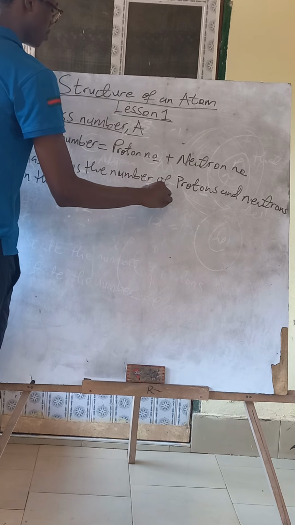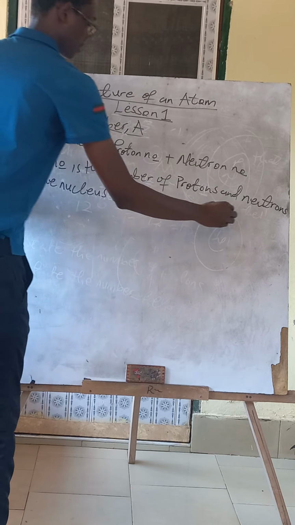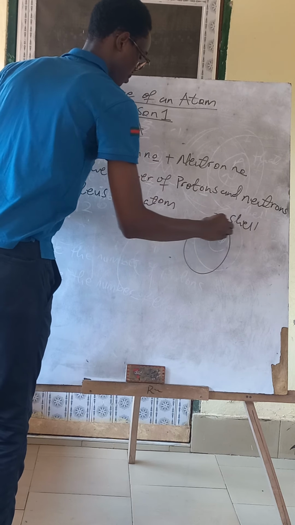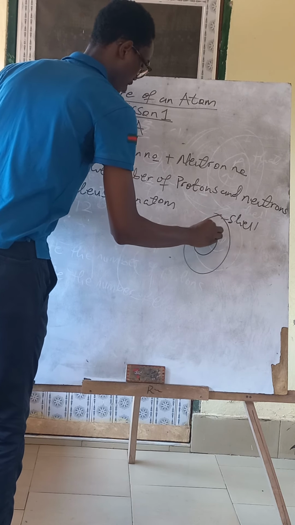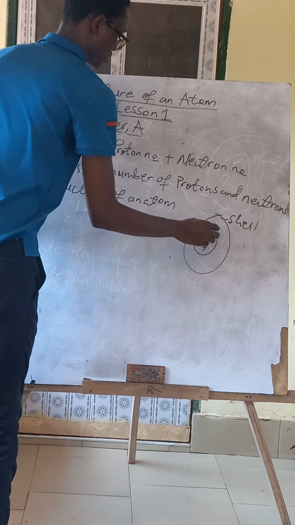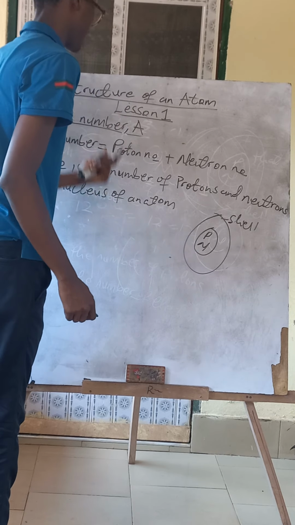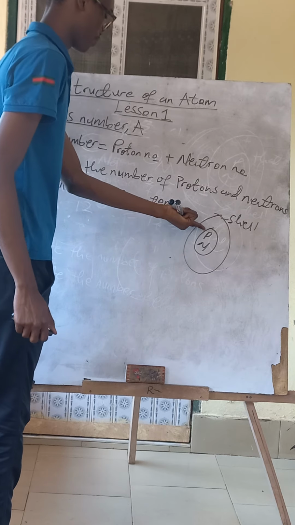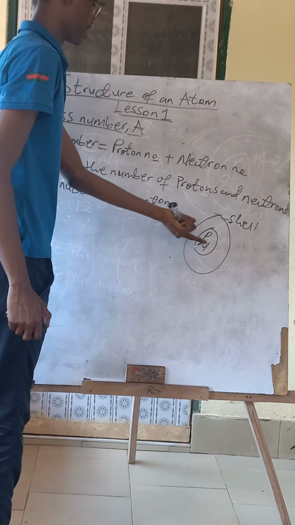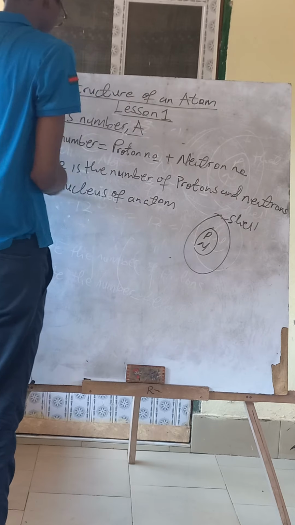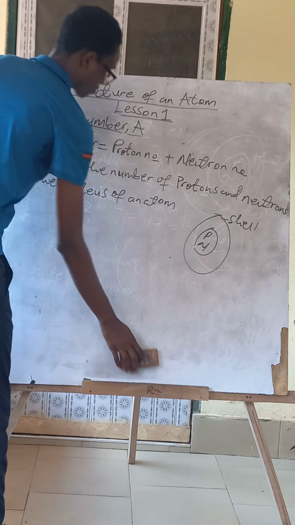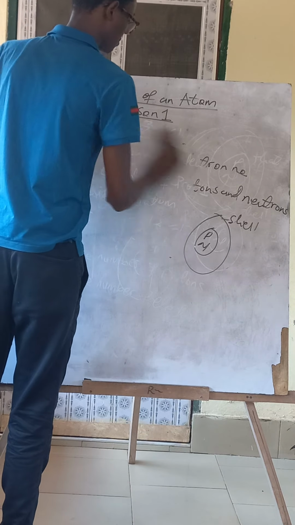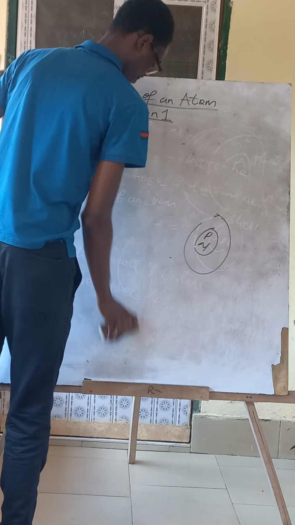So I hope by now you understand the definition. This is the structure of an atom. We have the shell, we have the nucleus, we have protons and neutrons. These two come together to form the mass number of an atom. So we are saying this is the number of protons plus the number of neutrons, and these two are located inside the nucleus of an atom. So let us consider some simple calculations.